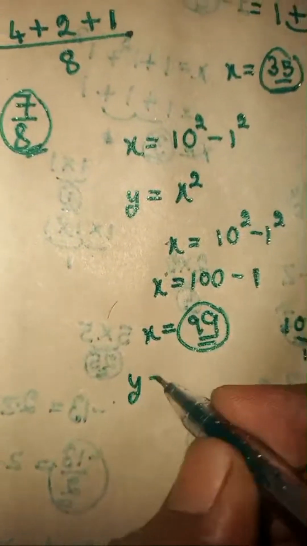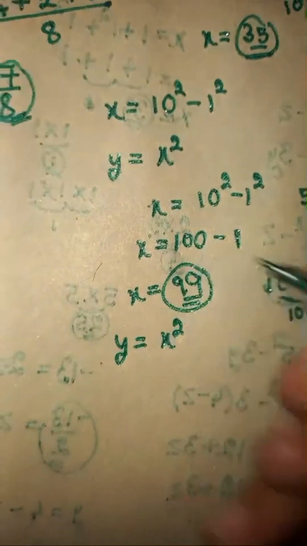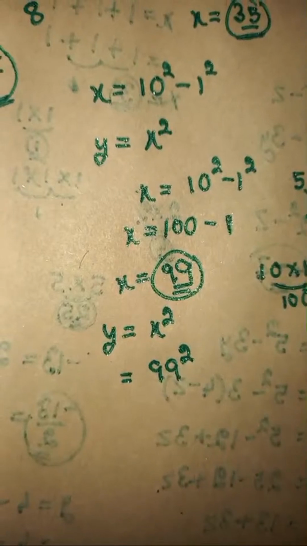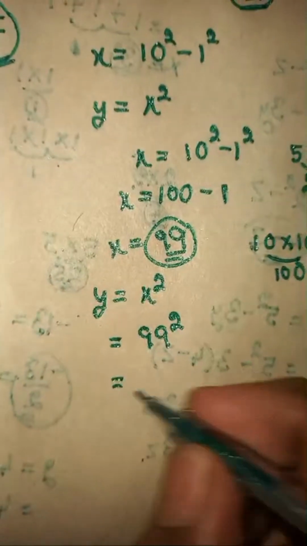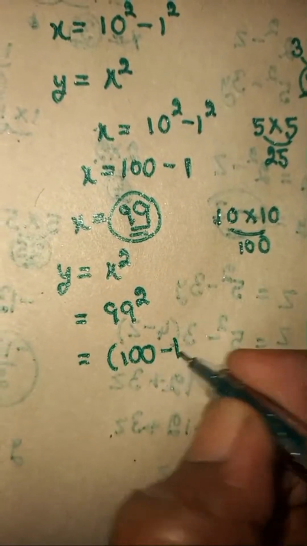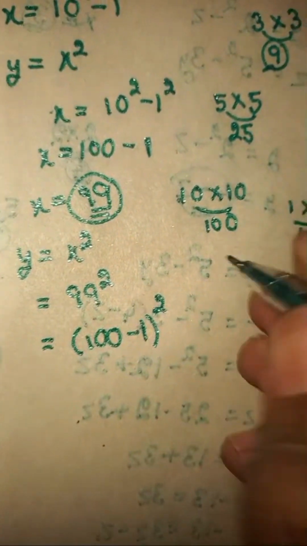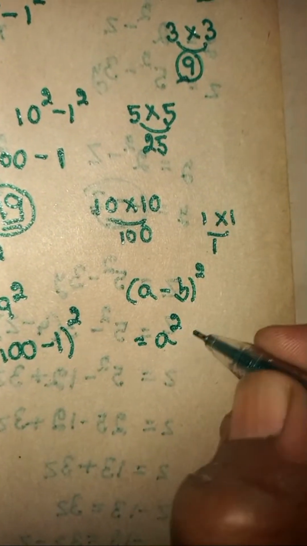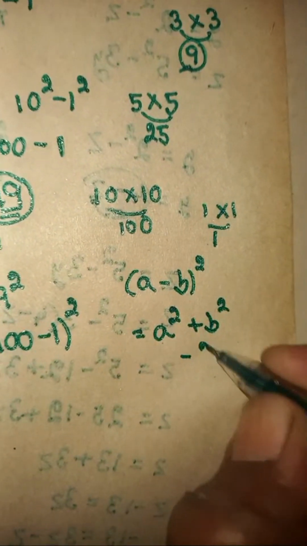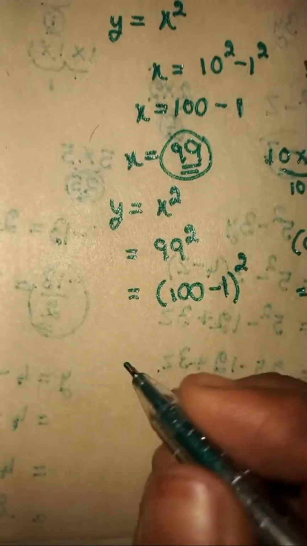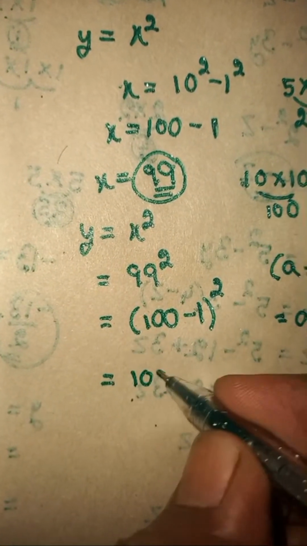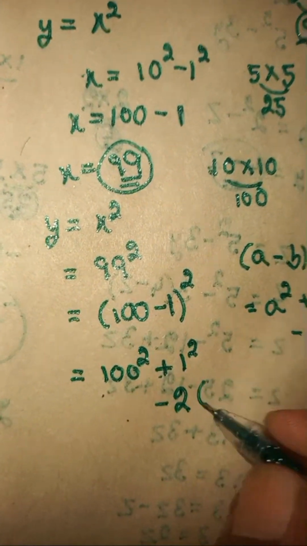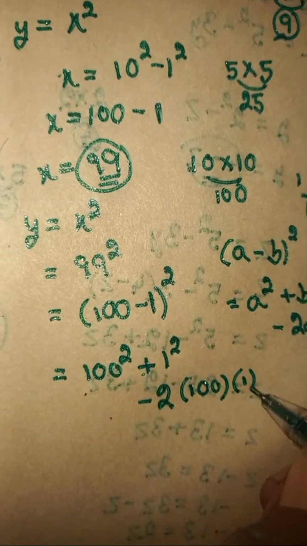And y value is x square. So you can take this 99 and write it as 99 square. To do this, you can do it out easily. 99 can be written as 100 minus 1 whole square. It can be compared to a minus b whole square, which is equal to a square plus b square minus 2ab. So here also you can compare this. It becomes 100 square plus 1 square minus 2 times of 100 times of 1.